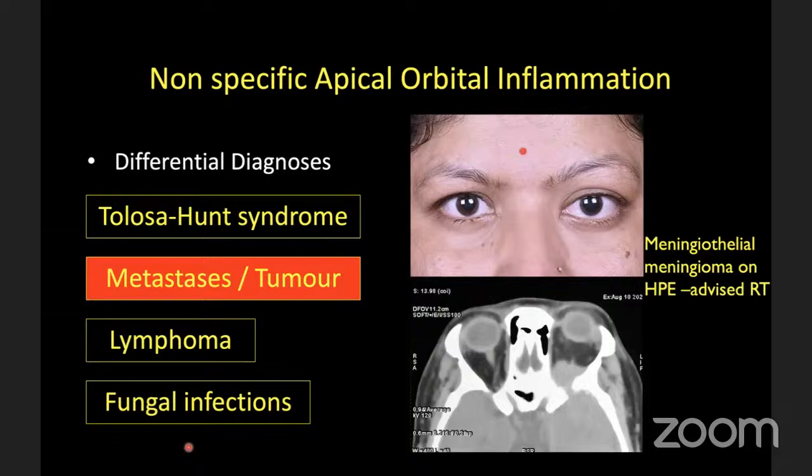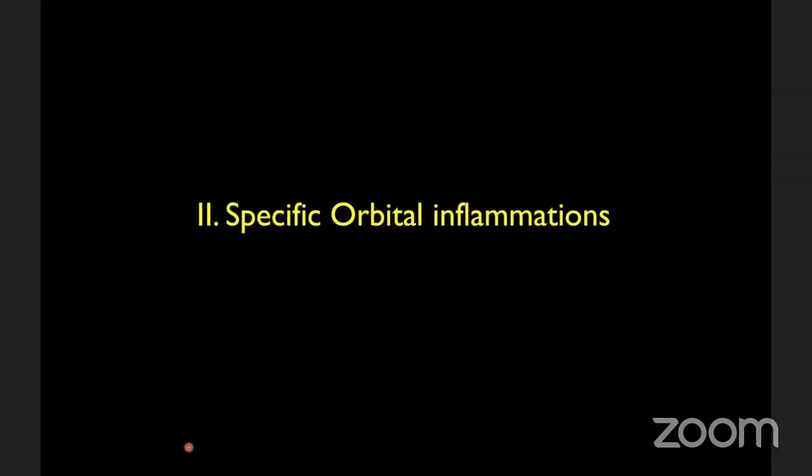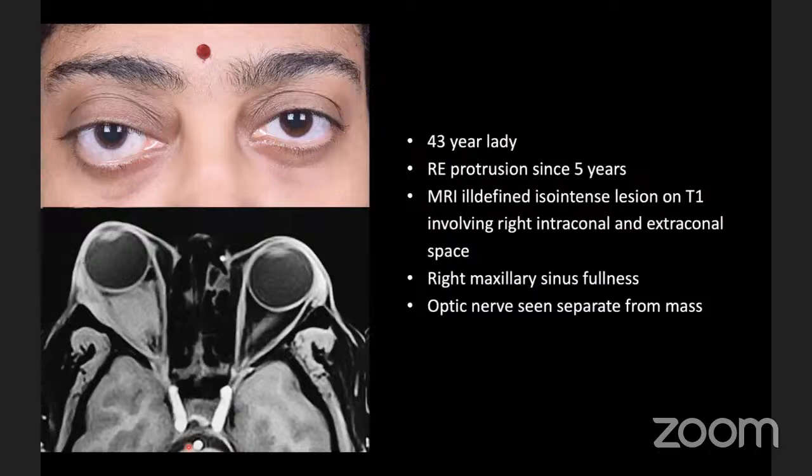Yeah, this is a case of meningioma on HPE, and it mimics an orbital apex syndrome, but this was actually a meningioma and radiotherapy was advised. And similarly, you would have a lymphoma, which is mimicking an orbital apical inflammation, and even fungal infections. Now we've finished with the non-specific.